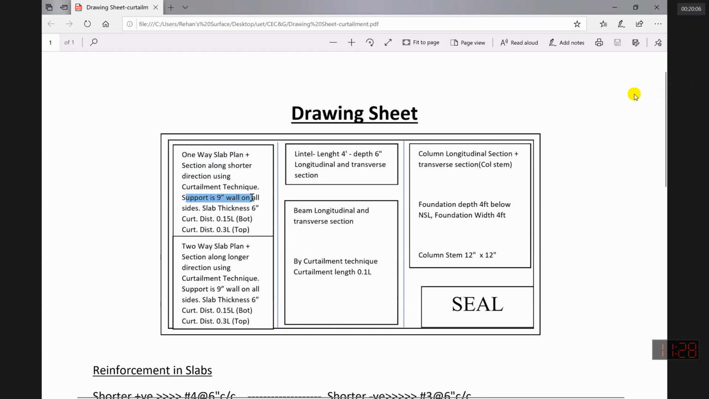So you have to decide the dimensions of a one-way slab. Support is a 9 inch wall on all four sides, and you have to draw a section along the shorter direction using the curtailment technique. Now, in the lecture, I have also discussed what is curtailment technique and bent up technique. Curtailment and bent up technique are the methods of providing steel. These are the techniques in which steel is provided in the concrete member.